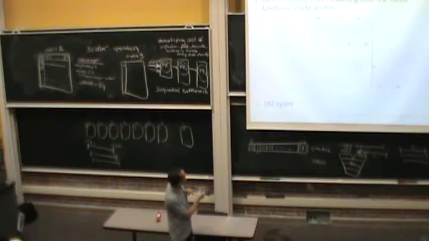So if you do this, I guess you remember the code here. This is the first vector load. This is the second vector load. This is the vector add.